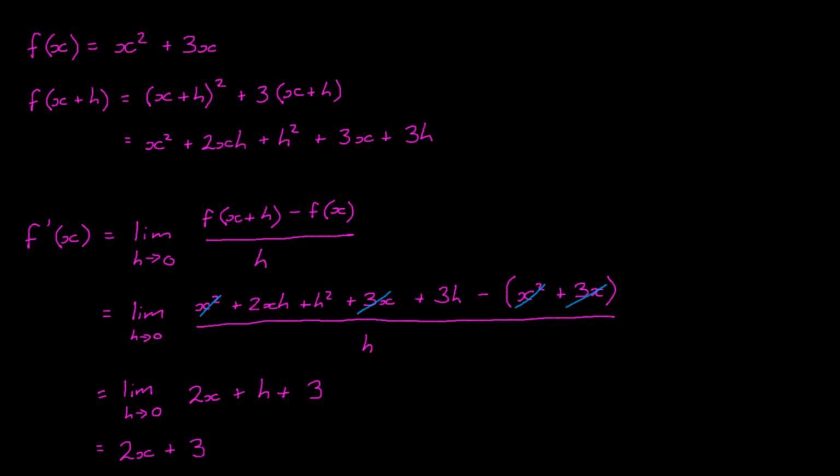So, for example, we could have f dash at 2. And what we get is 2 times 2 plus 3 equals 7. And so at x equals 2, if we went back to our original function, what we would find is that the gradient at that point is equal to 7. And we can substitute any x value we like. And this function, 2x plus 3, will tell us what the gradient is at that point of the function x squared plus 3x.